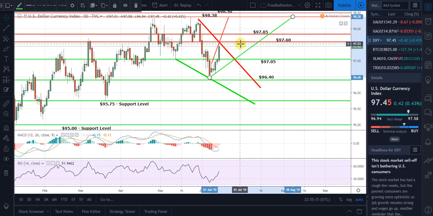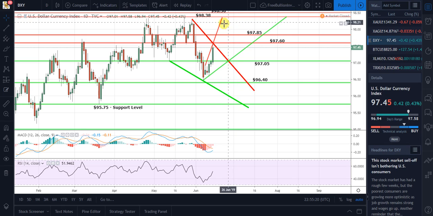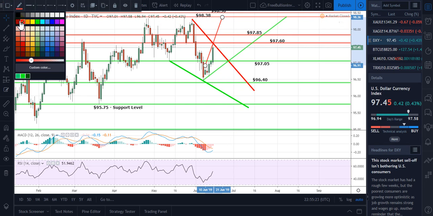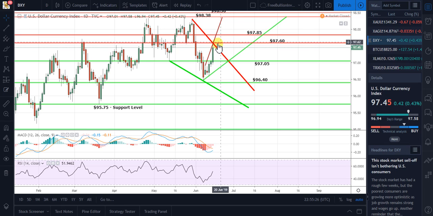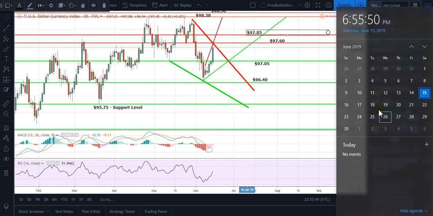Now, I don't usually like to be putting all these patterns on the chart. I just think it looks really confusing with all the different lines, but I think you can see what I'm talking about, that the falling wedge is going to be broken before the rising expanding wedge. Also, we have 97.60 as resistance, 97.85 as resistance, as the dollar tries to climb higher, and I think that's expected because the Fed will be coming out with their statement on the 18th and 19th of June, which is just a few days from now.